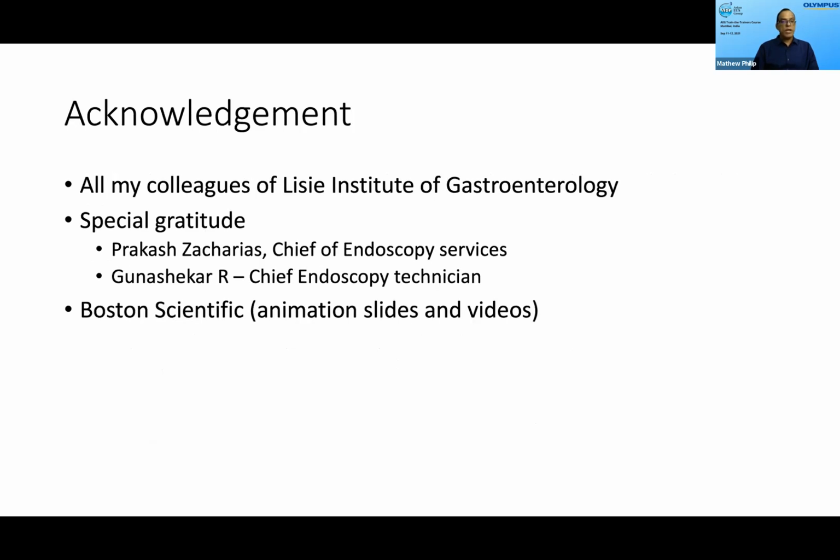the future. I would like to thank all my colleagues of Lisi Institute of Gastroenterology, and my special gratitude to Prakash Sakarias, my Chief of Intensive Service, who is behind making this tube and doing studies on EUS-GJ. And Gunashekar is our Chief Technician, who creates this and makes animal models. Though not equal to Bipin, I think this Gunashekar is also doing excellent work for us. And also thank Boston Scientific for giving me these animation slides and videos. Thank you so much.